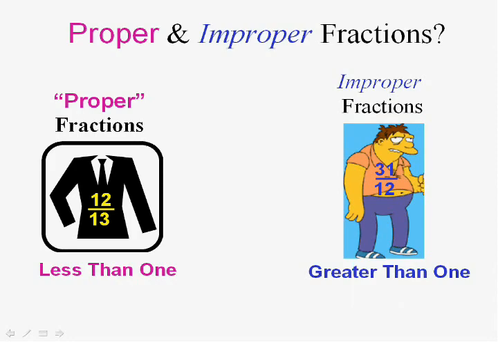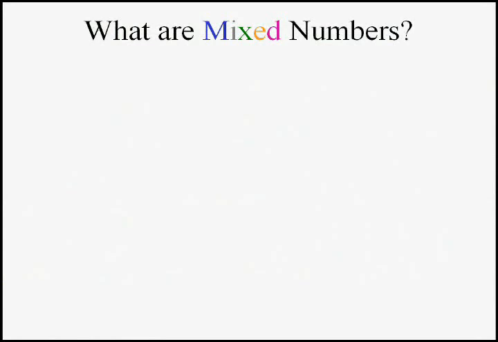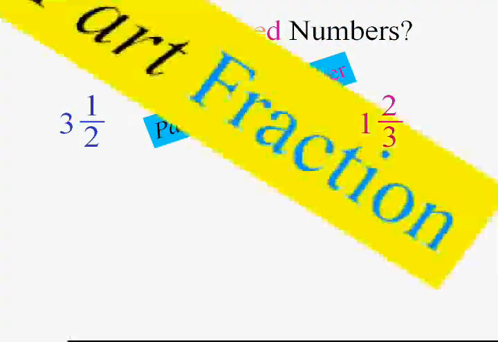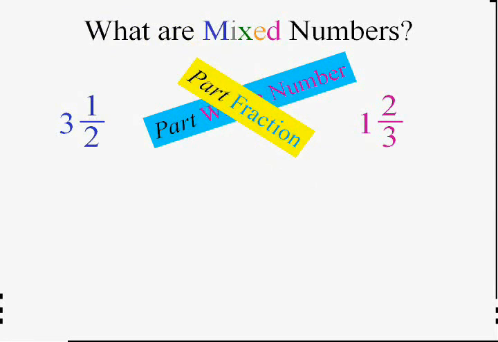Improper fractions actually have their place, but they can also be written as mixed numbers. For instance, 3/2 or 1 2/3. They're mixed numbers because they're part whole number and part fraction.